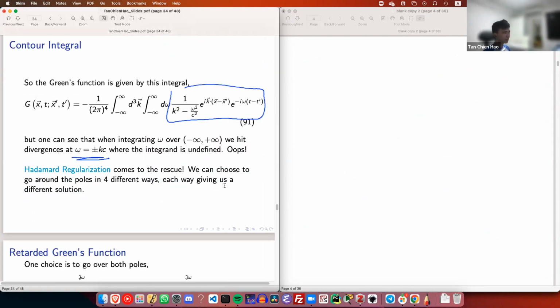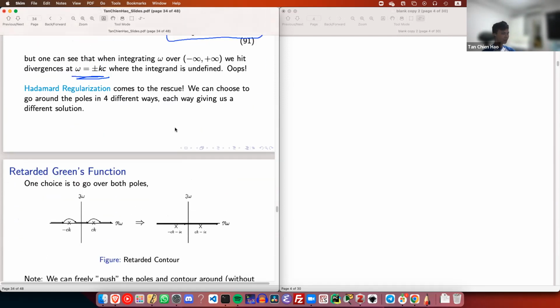So, okay, back to this question. We wanted to evaluate this integral, and Hadamard regularization allows us to assign a meaningful value to this integral, even though it has poles. So how do we assign a meaningful value to this?